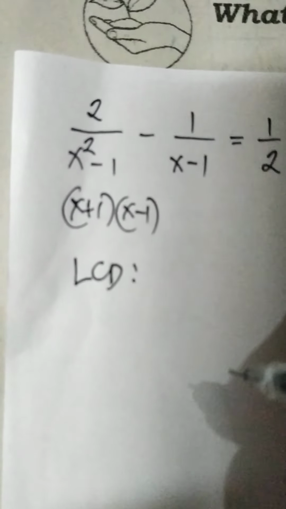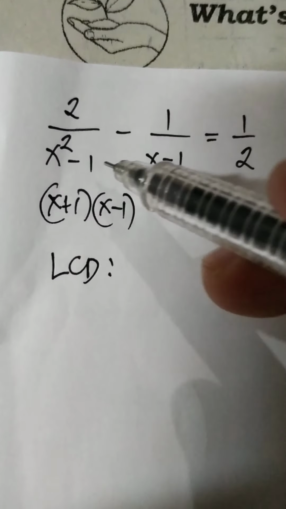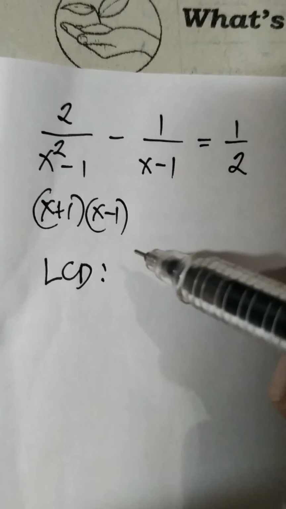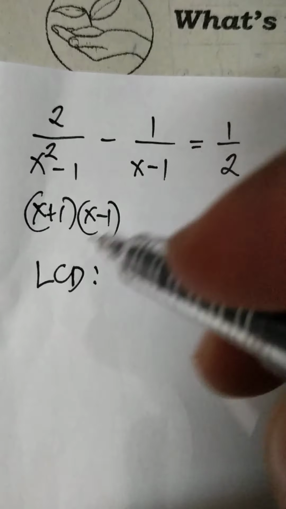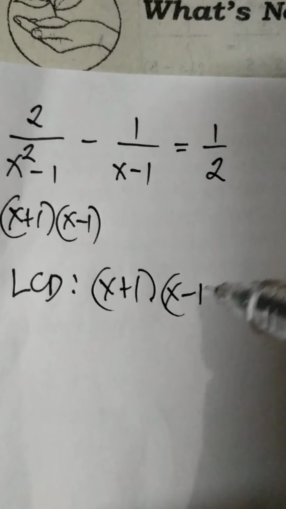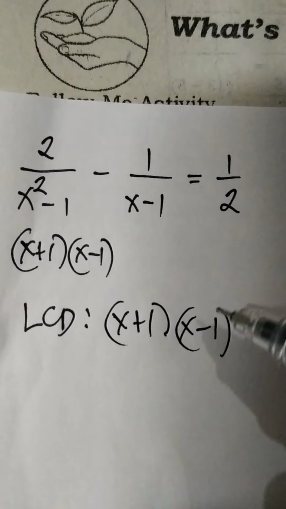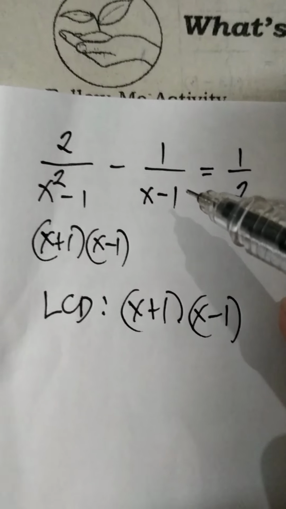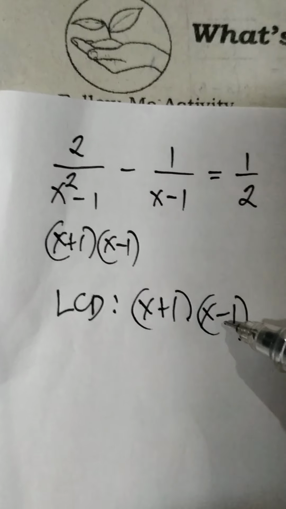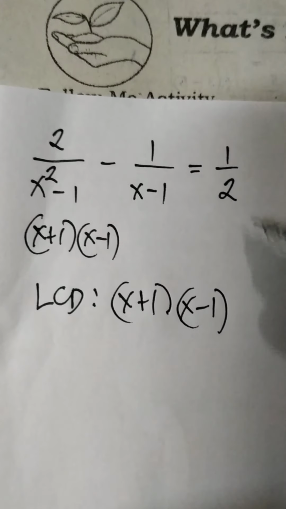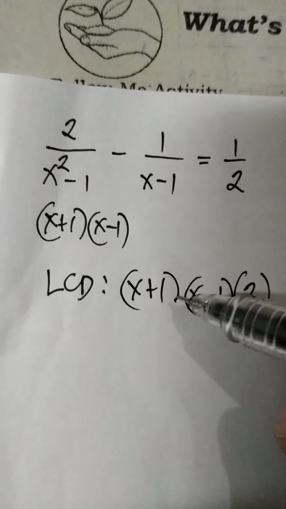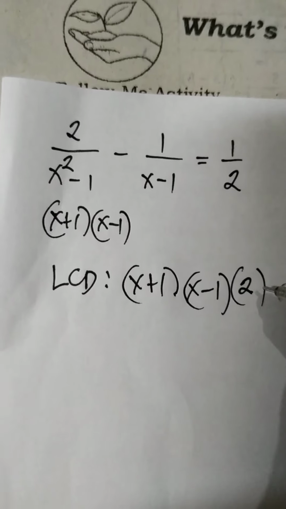So the LCD for this expression now are x plus 1, ato siyang kopyahon, x plus 1 times x minus 1. Then next will be diri. So since si x minus 1 na diri, so dili na nato ni siya isulat kay naa na siya diri. Next will be 2. So ato po ni siyang isulat si 2. So therefore, ang LCD now will be x plus 1 times x minus 1 times 2.